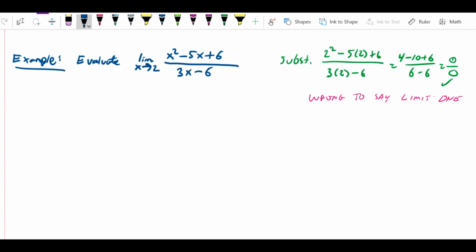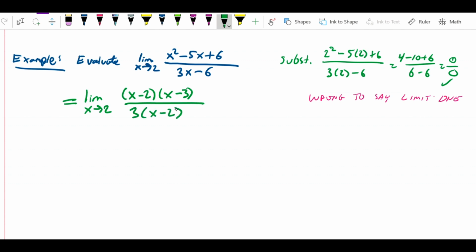So what we can do is factor these expressions, and we might be able to divide something out. So let's do that. This is going to equal the limit as x approaches 2 of, we're going to factor the expression on top. Hopefully you remember how to factor a quadratic. That's going to be x minus 2 times x minus 3. And then on the bottom, I'm going to bring out a factor of 3, so that's going to be 3 times x minus 2. So now we actually do have a common factor.